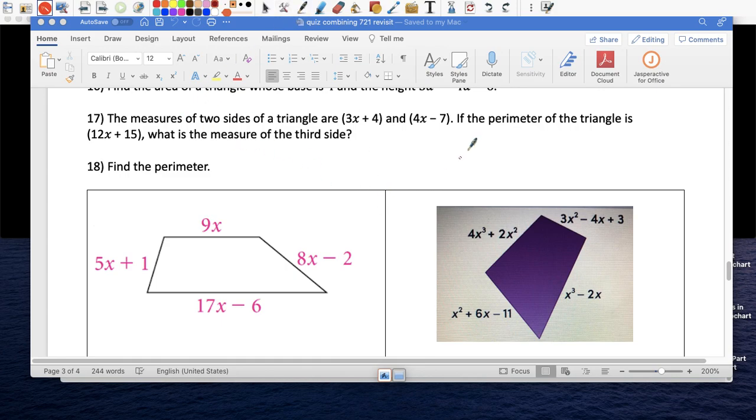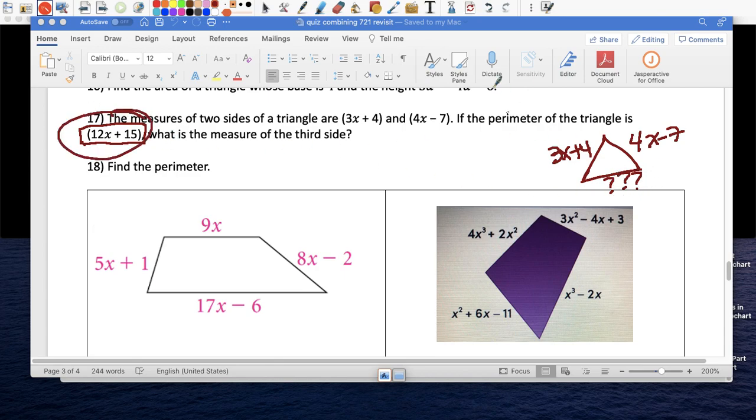17, then we have a triangle. So again, I don't know what kind of triangle, but I know they tell me that this is 4x minus 7. They tell me that this is 3x plus 4. And you're asked to find this guy. Well, you know that the total perimeter is 12x plus 15. So if the three sides added is 12x plus 15, so if I subtract 3x plus 4 and 4x minus 7 from this total, I should get whatever the third part is.